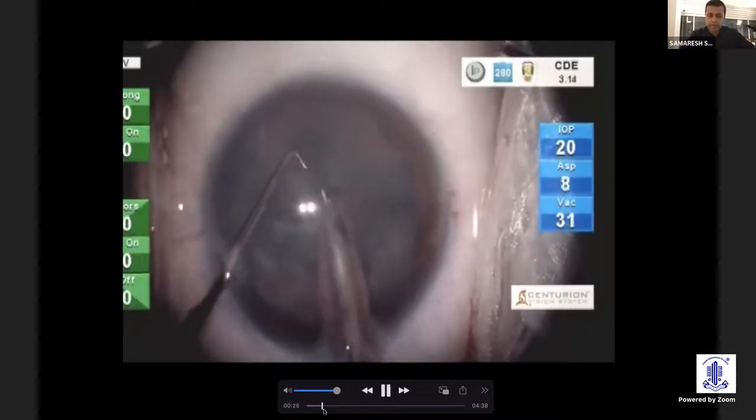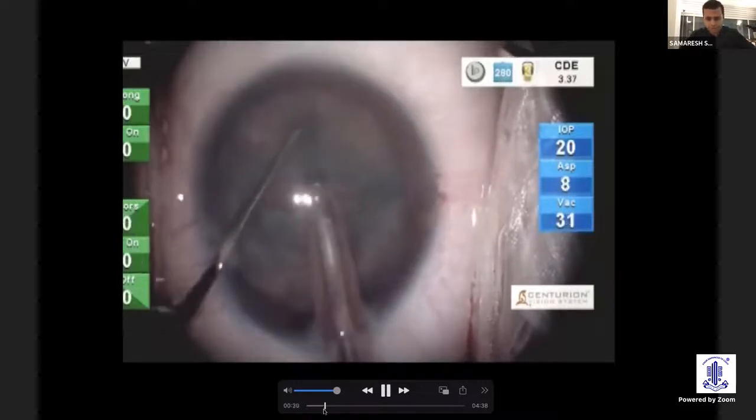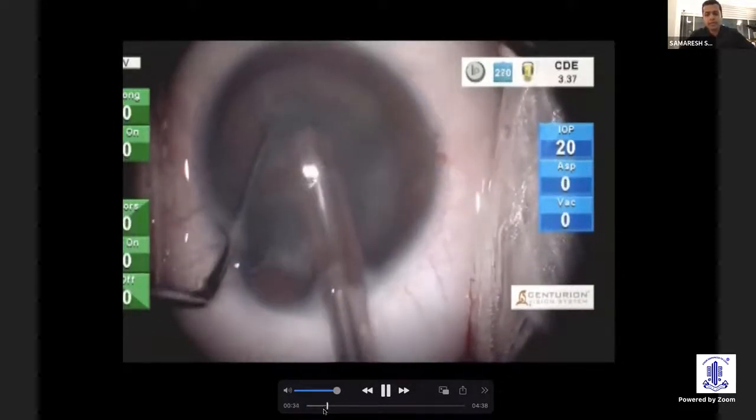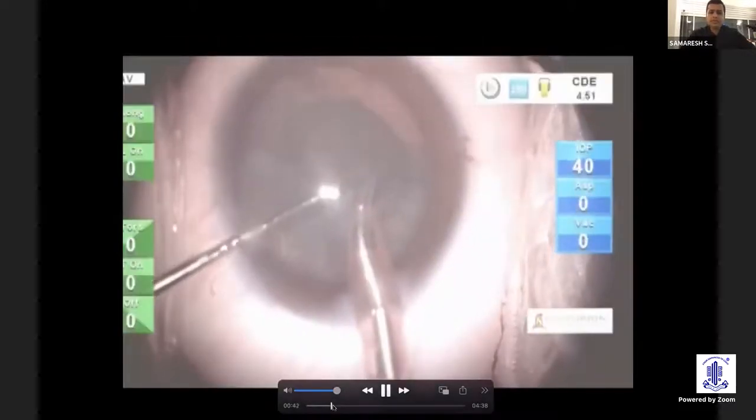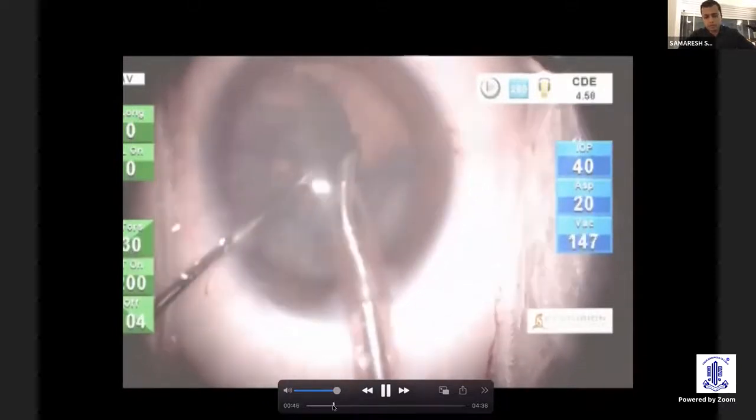So I shifted from chop parameters to 4-quadrant parameters, where I reduced my flow rate, a very low flow rate, and I'm playing with about 8 to 10 right now. And I'm trying to ease out that posterior plate that was stuck over there. Sometimes it's very difficult to visualize, especially in these cortical cataracts. So once I saw that the posterior plate was cracked, I decided to remove the fragments.